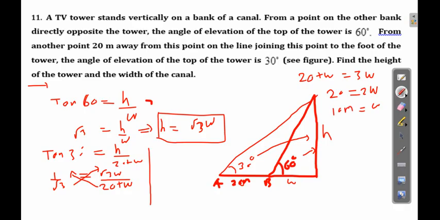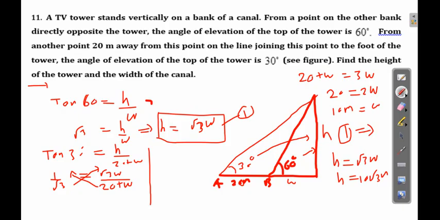So we got the value of W. Now we will put the value of W in equation 1. So 1 implies H equals root 3 into W. What is W? 10. So H equals 10 root 3 meter. This is our answer. I hope you students understood this one.